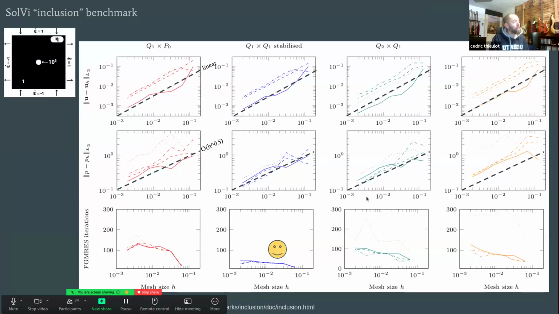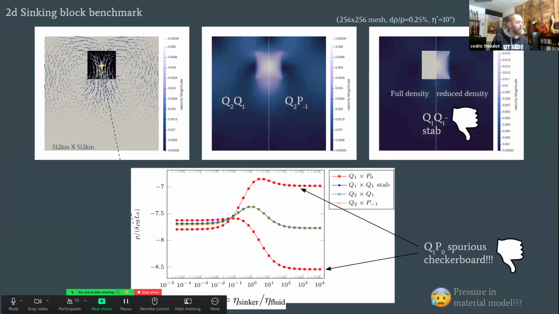We also ran the SolVI, so inclusion benchmark. I'm not going to talk about it. It's in the paper. More important, what we actually did is to run the sinking block experiment. Not a benchmark per se, but this is more like an interesting test case. And so you have a 512 times 512 kilometer mantle with very simple free slip boundary conditions.